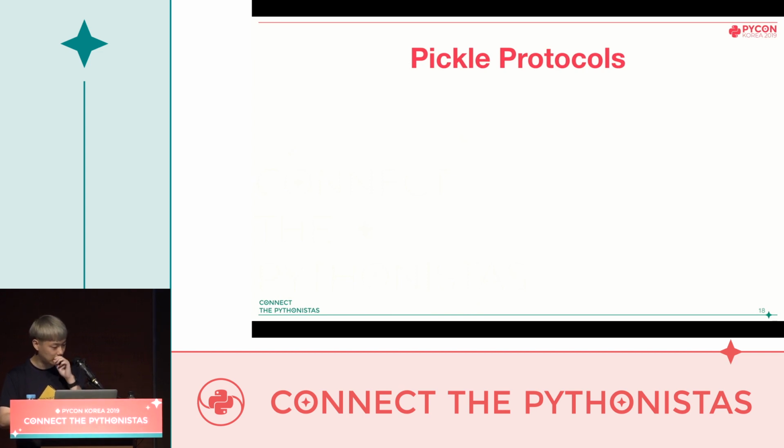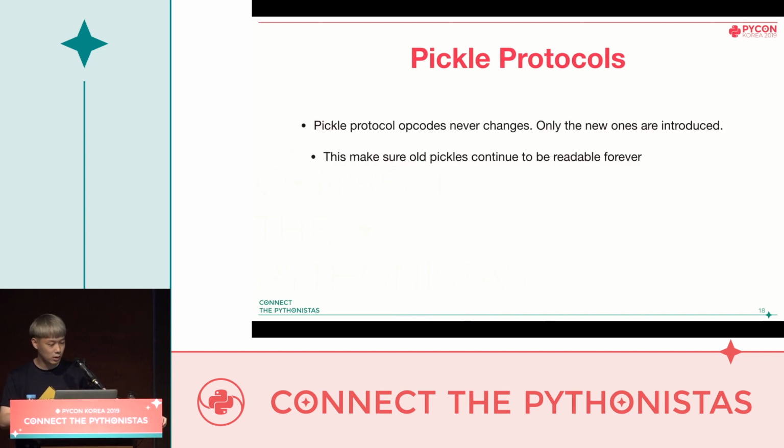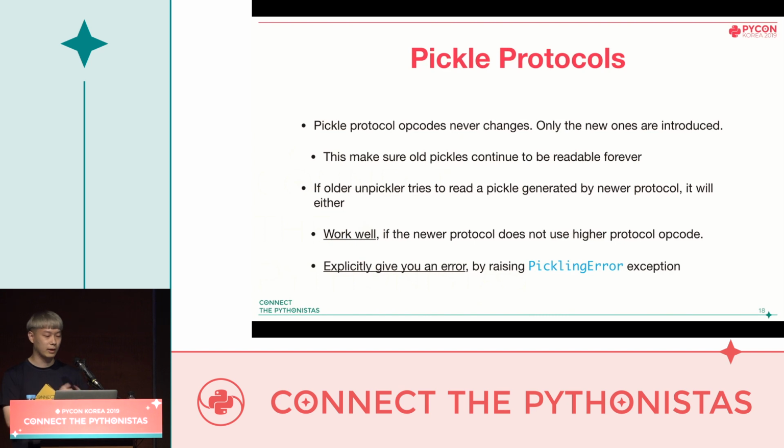These are some key facts that you might need to know about Pickle protocols. The first one is that Pickle protocol opcodes never change, but new ones are introduced. This makes sure that old pickles continue to be readable forever. And if an older unpickler tries to read a pickle generated by a newer protocol, it will either work well if the newer protocol does not use higher protocol opcodes, or it will explicitly give you an error by raising a pickle error exception. I think this is a very good design, and it is very Pythonic because, as some of you already know, the design of Python says errors should not pass silently. So I think this is a very good design that follows the Python philosophy.